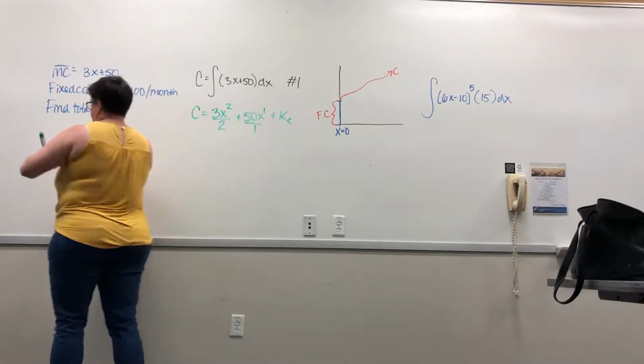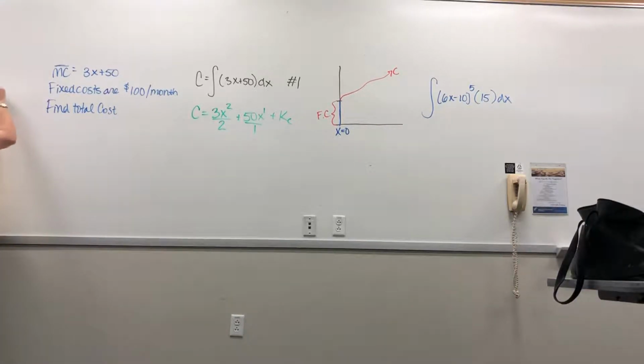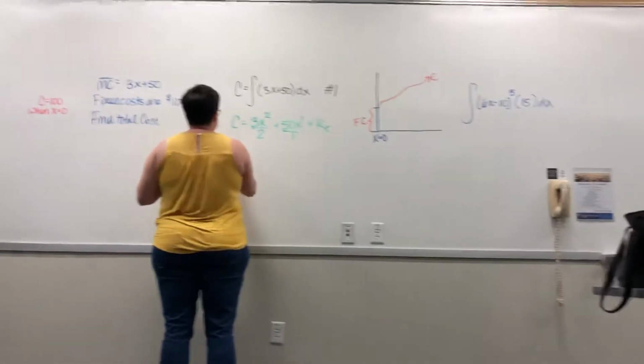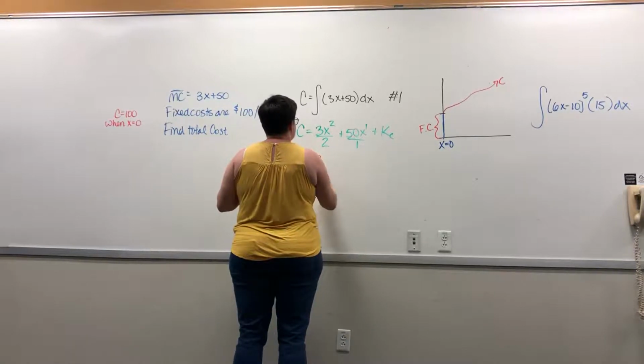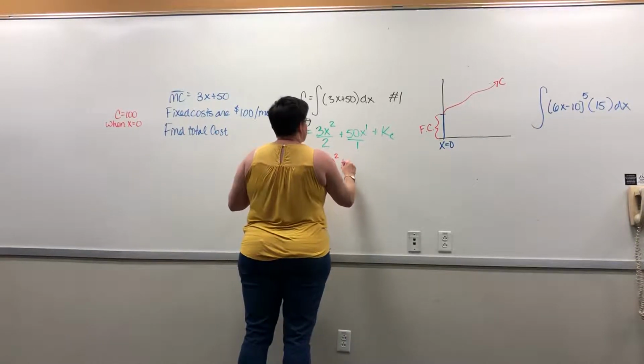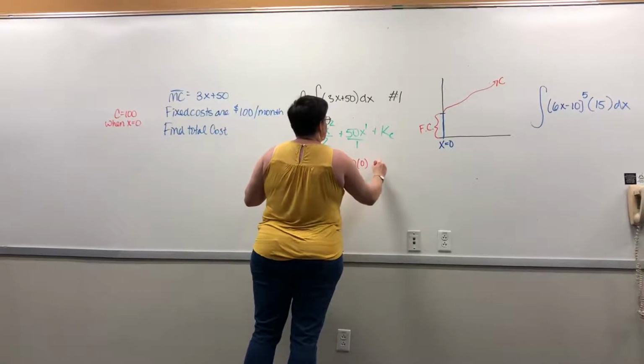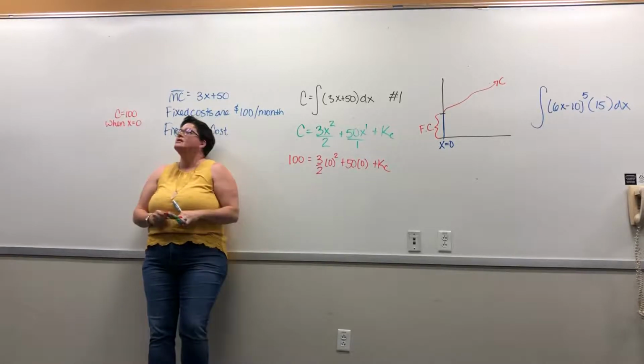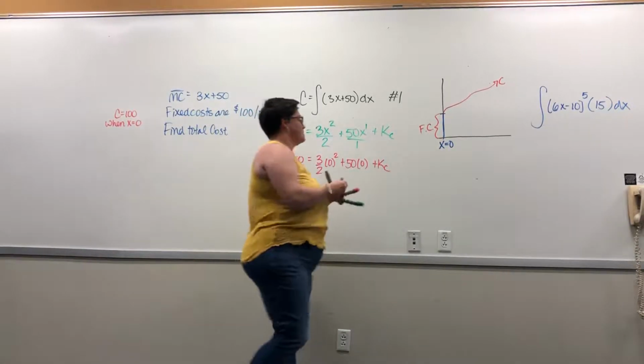So your nugget can be translated to be C equals 100 when x equals 0. When you build nothing, you still have $100 of costs associated with doing business. So far, so good? So now we just plug that information into this. So 100 equals 3/2 times 0 squared plus 50 times 0 plus k sub c. And what does k sub c equal, guys? K sub c equals 100.